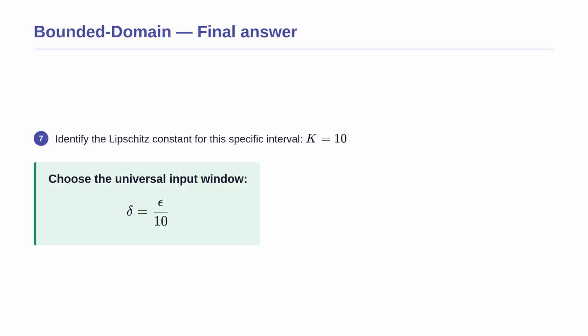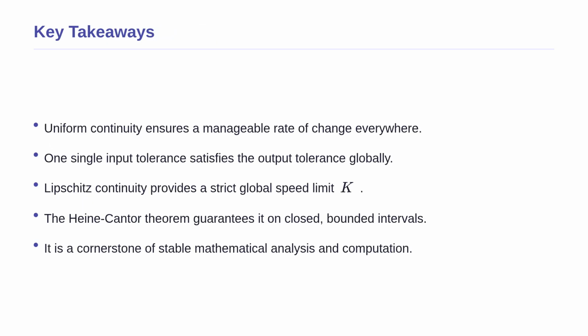This perfectly illustrates the Heine-Cantor theorem in action. Because the domain was closed and bounded, the function's steepness was capped, guaranteeing uniform continuity. Let us summarize what we have learned today.